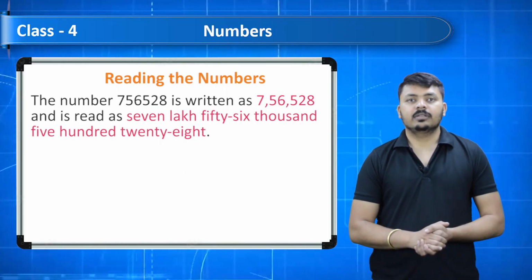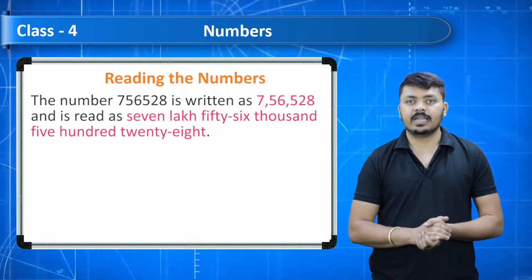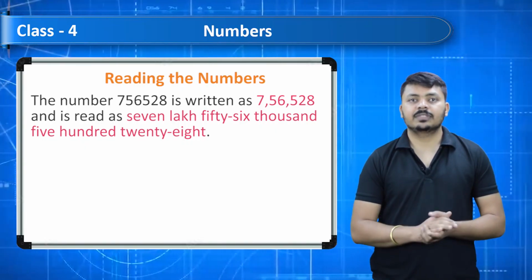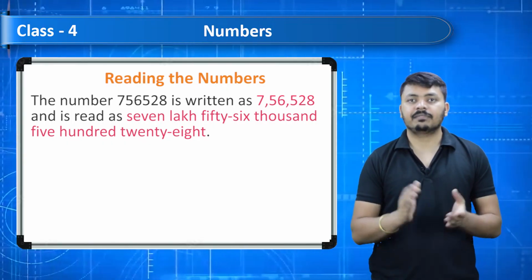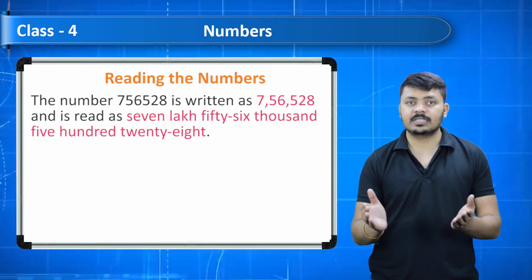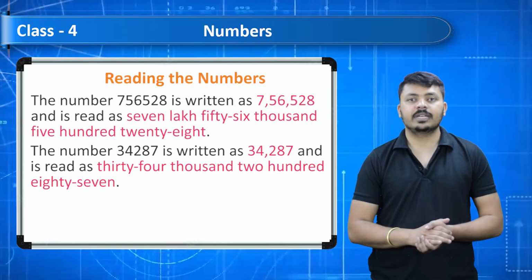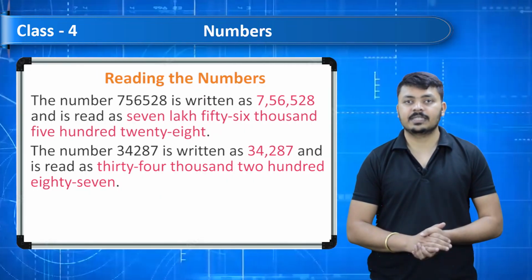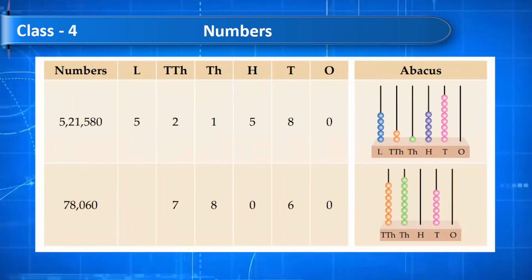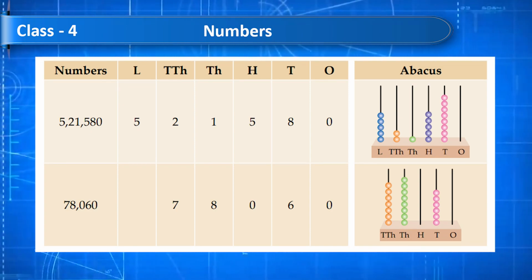The number 7,56,528 is written as 7,56,528 and is read as seven lakh fifty-six thousand five hundred twenty-eight. The number 34,287 is written as 34,287 and is read as thirty-four thousand two hundred eighty-seven. Now look at the table which represents some large numbers in the place value chart along with their representation on abacus.